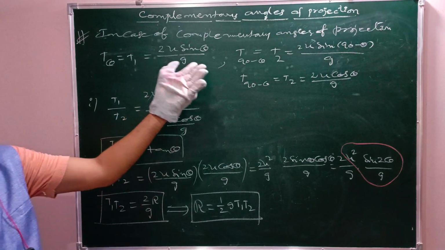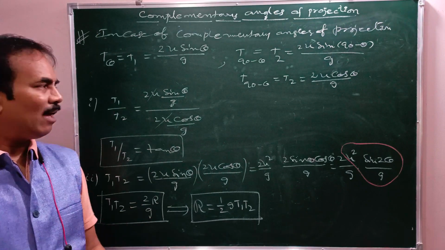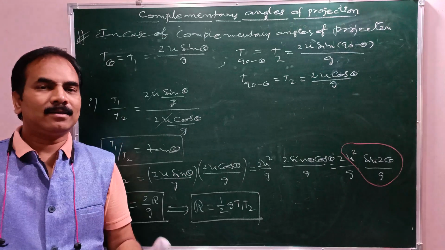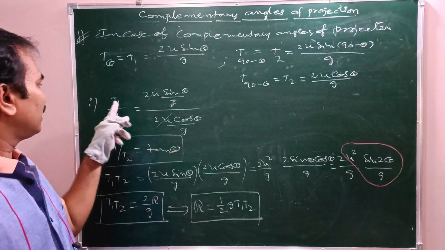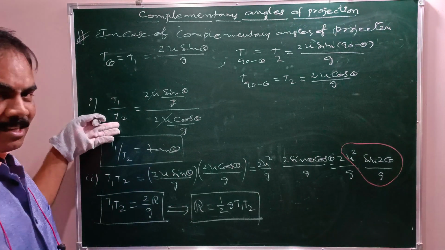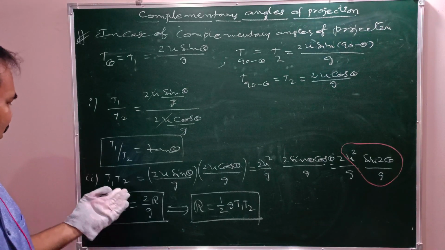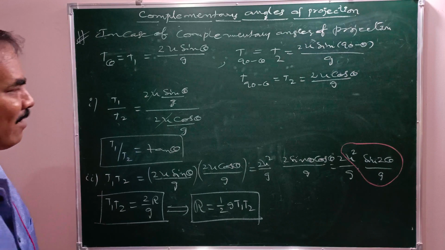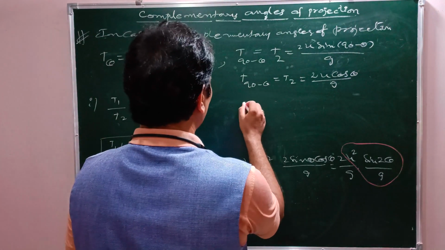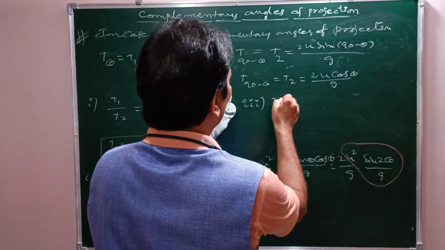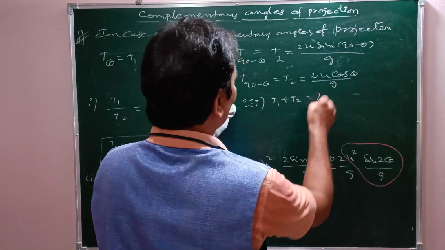So in case of complementary angles of projection, we can have these kinds of relations between respective times of flight. That is first t1 by t2, that is the ratio. Next, the product. Of course, you can write the sum also, but it has no significance. What is the sum here? Number 3, sum t1 plus t2, no significance.